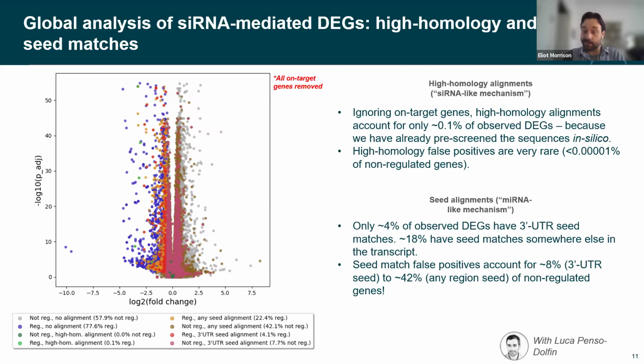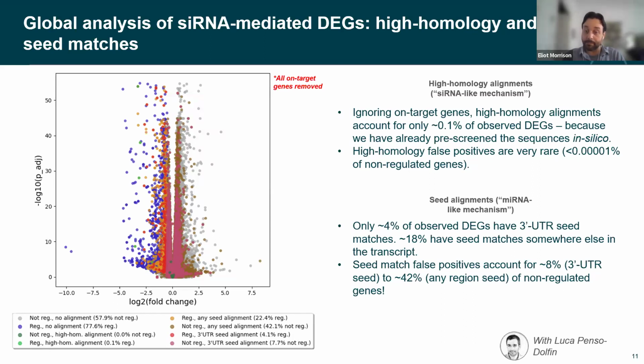Perhaps more interesting is the seed matches I mentioned. I was personally surprised to see that only about 4% of our observed differentially expressed genes have a classic 3' UTR seed match. If we relax this a little bit and say maybe the seed match is somewhere else in the transcript, we get an additional 18%. But there's still about 77, 78% of these DEGs that don't fit either of these two main paradigms, which I think is extremely interesting.